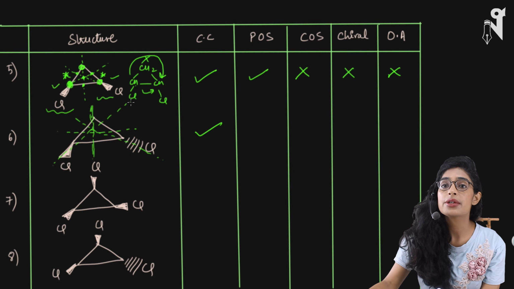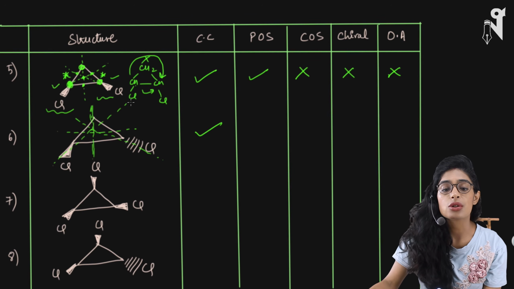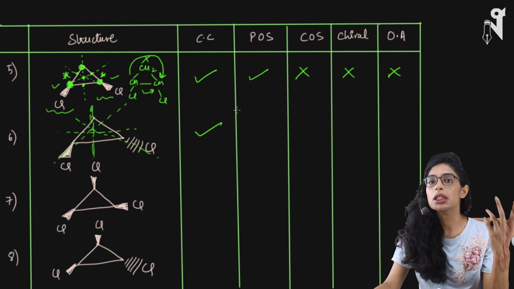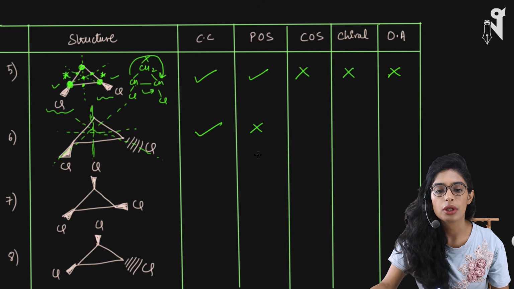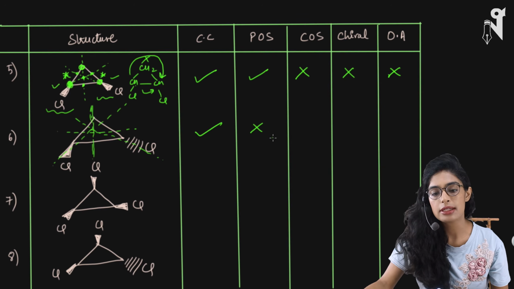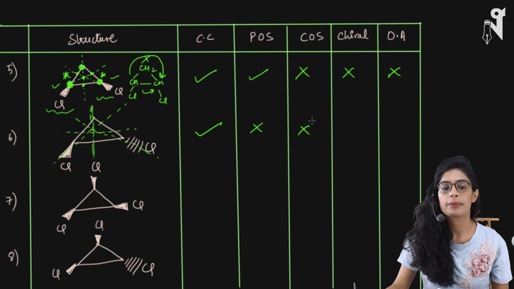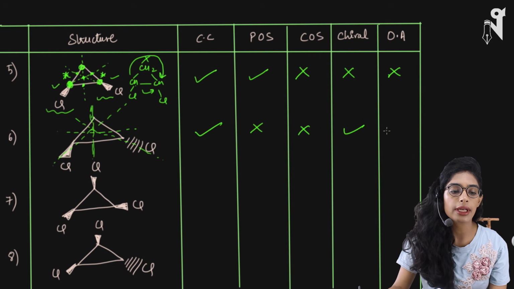So even though a chiral center is present, a plane of symmetry is not present in this molecule. COS was also not present in the molecule earlier. So chirality, yes. Optical activity, yes. Okay, now let's talk about the next example.